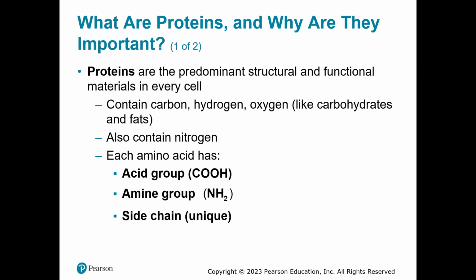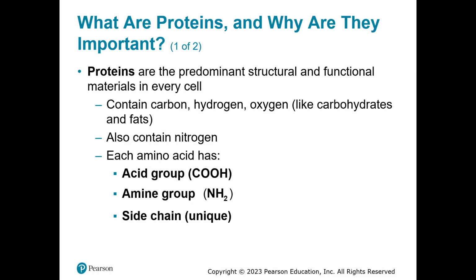Proteins are made up of a building block called amino acids. There's 20 different amino acids that we use to build the almost unlimited number of proteins that we have. Each amino acid is composed of 2 of the same things. They have an acid group, which is a COOH. They have an amine group, which is where the nitrogen is found. So amino for amine group, acid for the acid group. And then we have a side chain, or an R group, it's sometimes called, that is different. There are 20 different R groups.